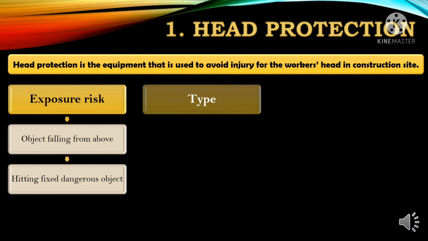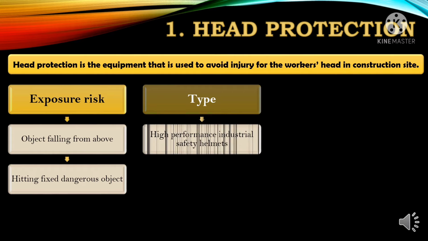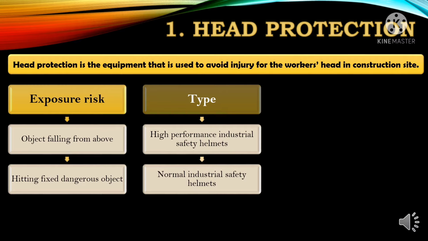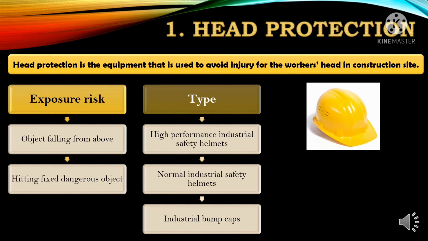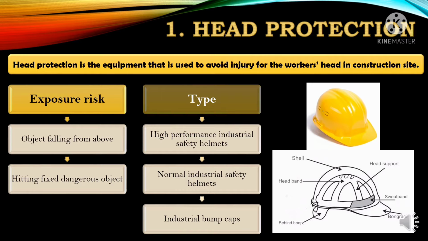So, there are several types of head protection, which are high performance industrial safety helmets, normal industrial safety helmets, and also industrial bump caps. So, the picture here is the normal industrial safety helmets. And this other picture is the components of the safety helmets. There are shell, headband, nape loop, head support, sweatband, and also chin strap. So the main component of this head protection is the shell.